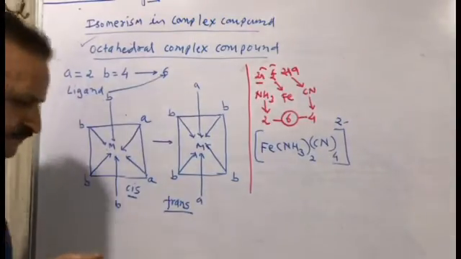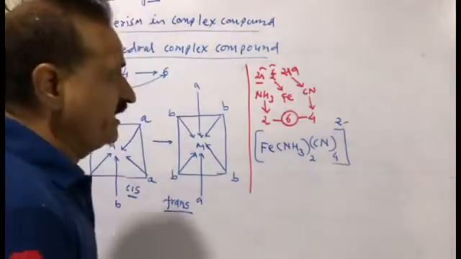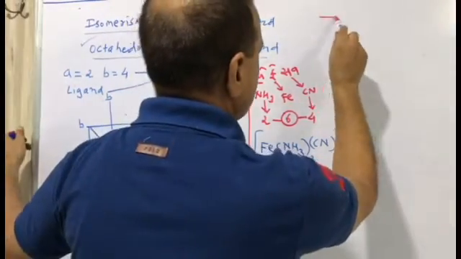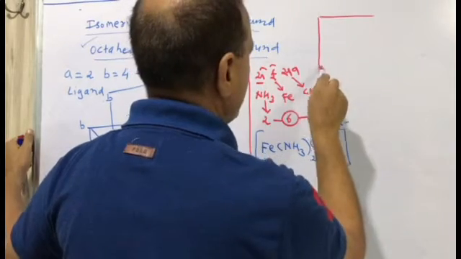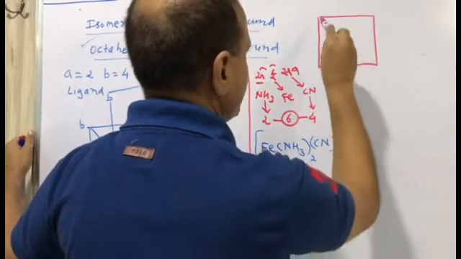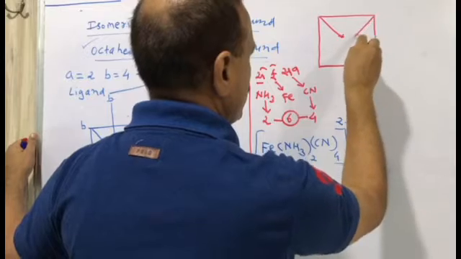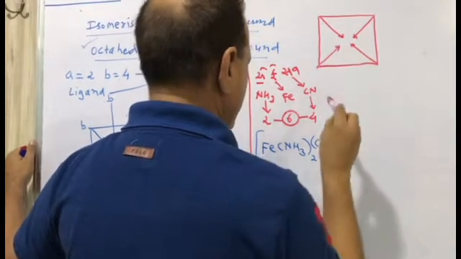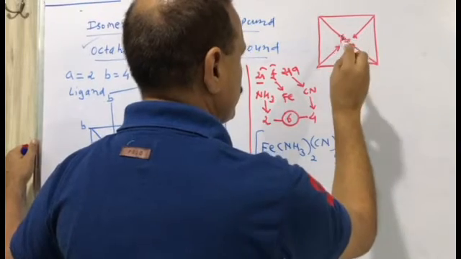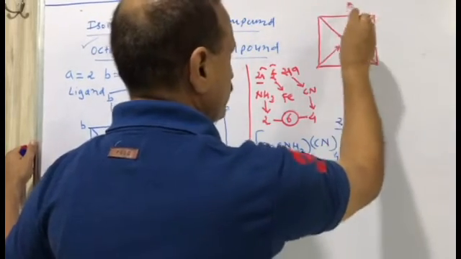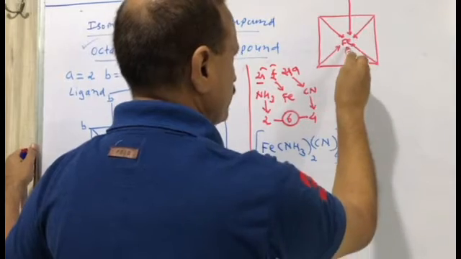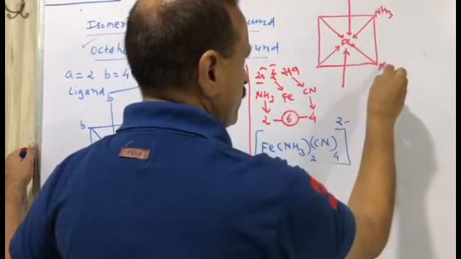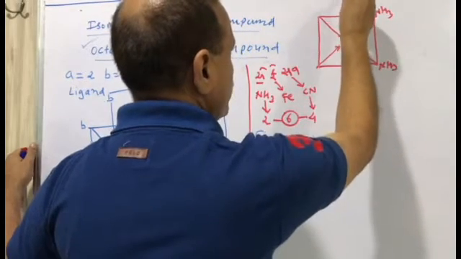Let's see. A is cyanide. I am drawing over here. A is ammonia. Fe is the central atom. A is ammonia and B is cyanide.